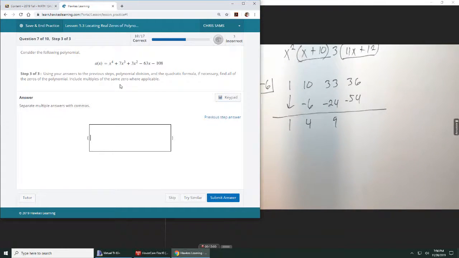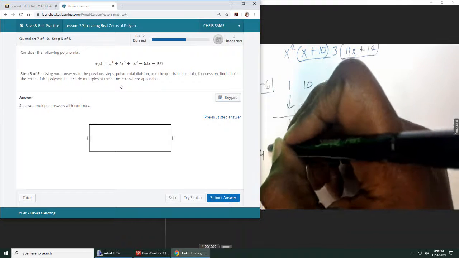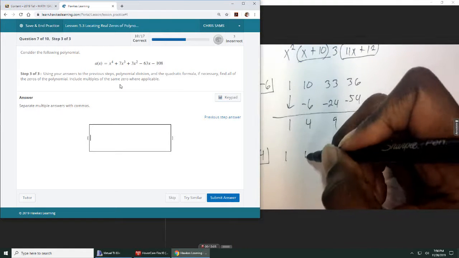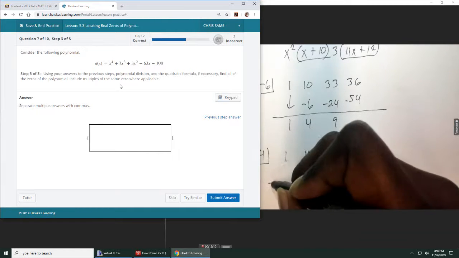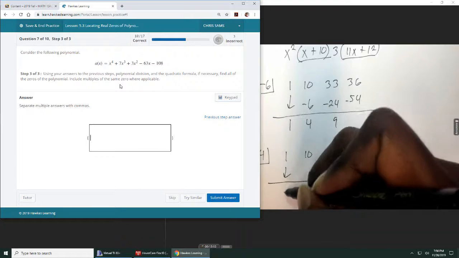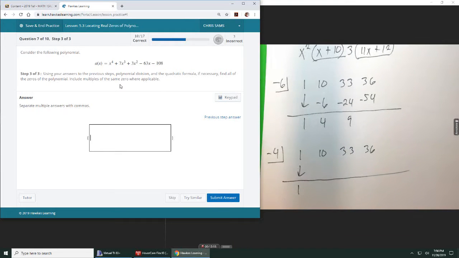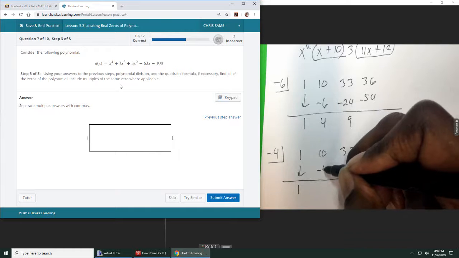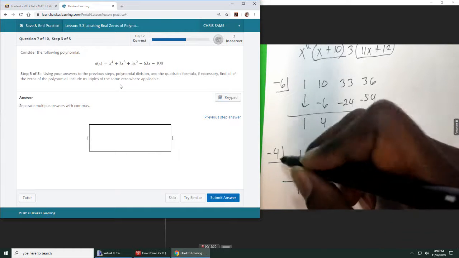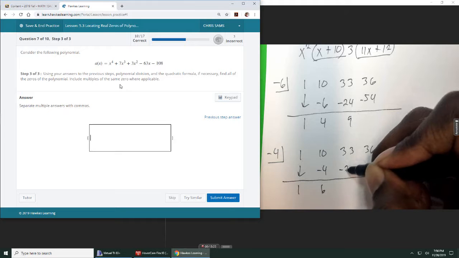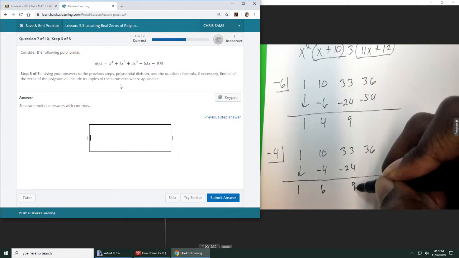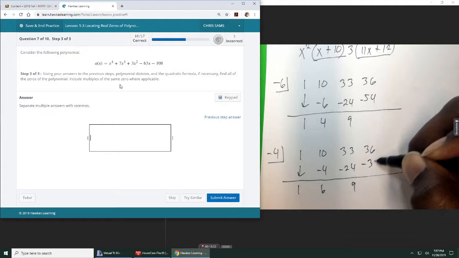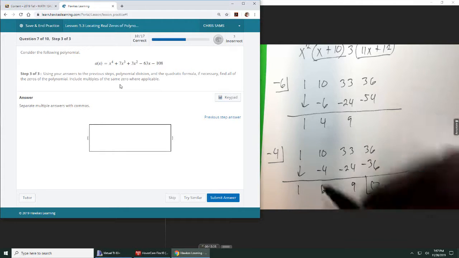So let's go back and try negative 4. 1, 10, 33, 36. Bring down the 1. Negative 4 times 1 is negative 4. Combined, we get positive 6. Negative 4 times 6 gives us a negative 24. And we get a positive 9. Negative 4 times 9 gives us a negative 36. And we get 0. Okay, so negative 4 works.